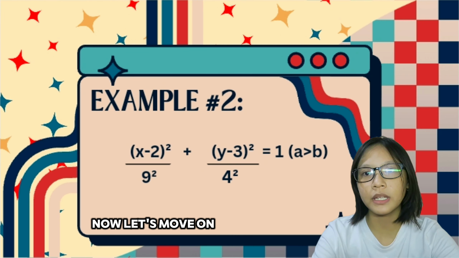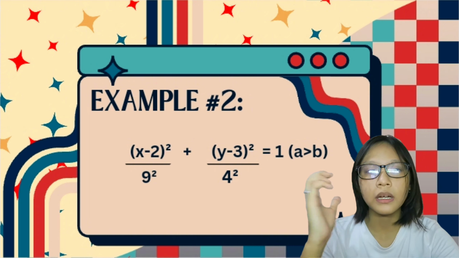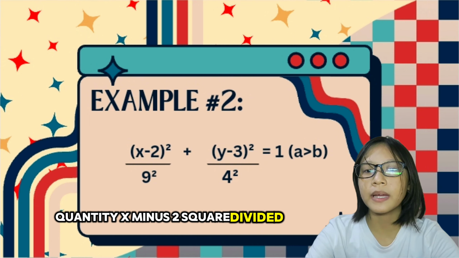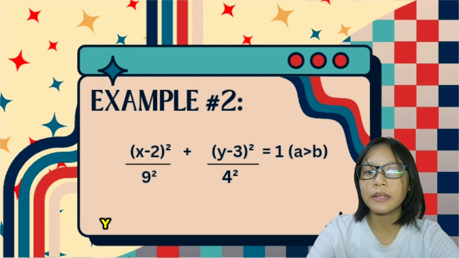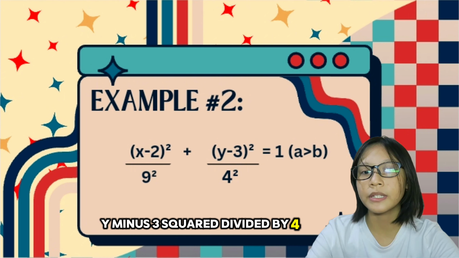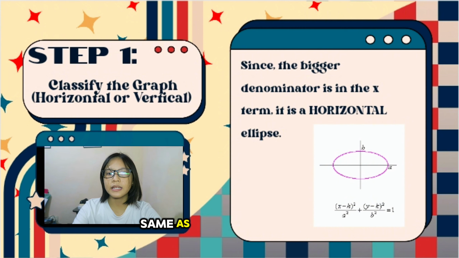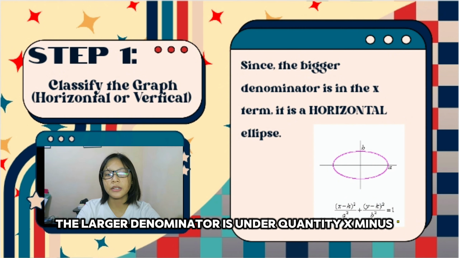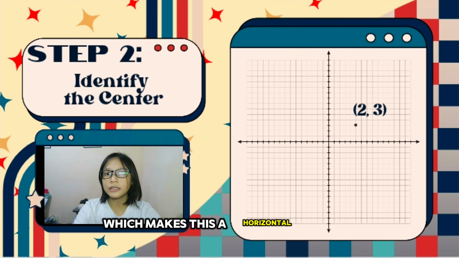Now, let's move on with another example. Quantity x minus 2 squared divided by 9 squared plus quantity y minus 3 squared divided by 4 squared. Same as the other example, classify the graph. This time, the larger denominator is under quantity x minus h, which makes this a horizontal ellipse. Then step 2, identify the center.